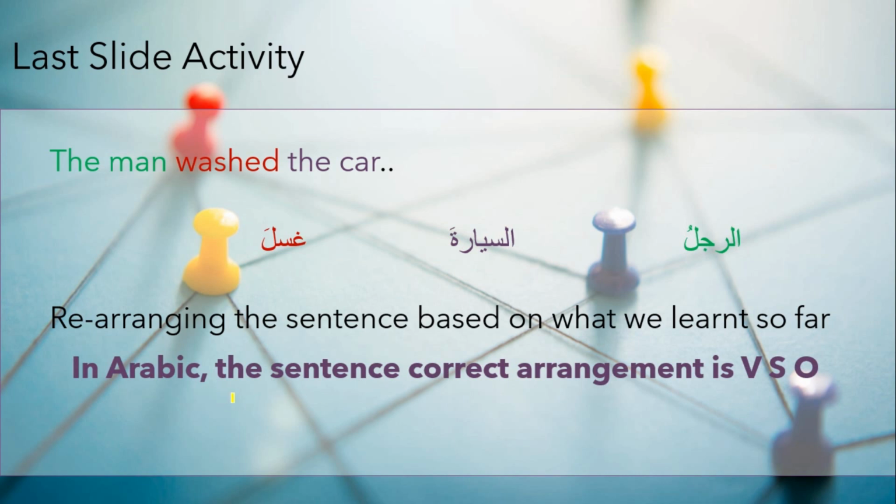If we want to rearrange it, just as an activity now, in the regular way, the normal way in the Arabic language, remember the arrangement is V, S, O. But first we need to identify which one of these words is the verb, the subject, or the object. The verb usually has fatha, but here السيارة has fatha and غسل has fatha. There is fatha in غسل, and there is fatha in السيارة.